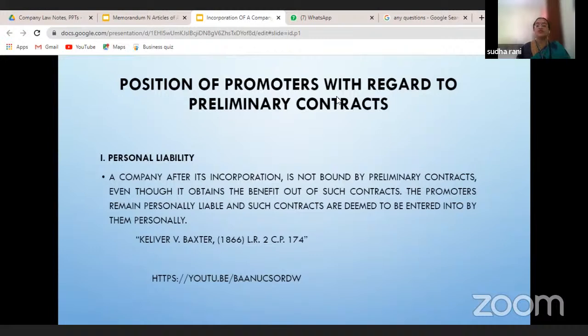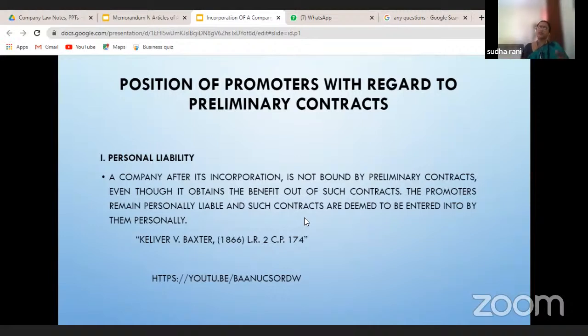Next is the position of the promoter with regard to preliminary contracts. I said, because the responsibility is his: personal liability. A company after its incorporation, as we discussed just now, has no obligation on preliminary contracts, and these are null and void. Though it obtains the benefit out of such contracts, the promoter remains personally liable. Understood? The promoter is personally liable for such contracts, and he is deemed to be the person responsible for any differences that arise in the contract.